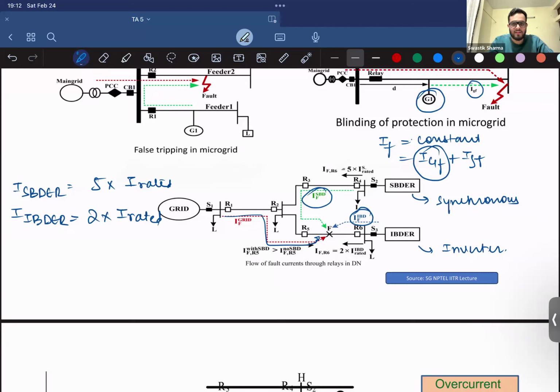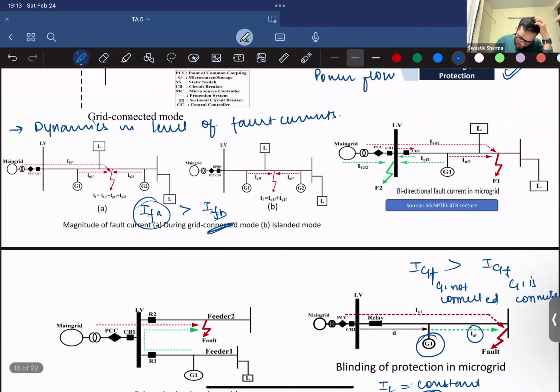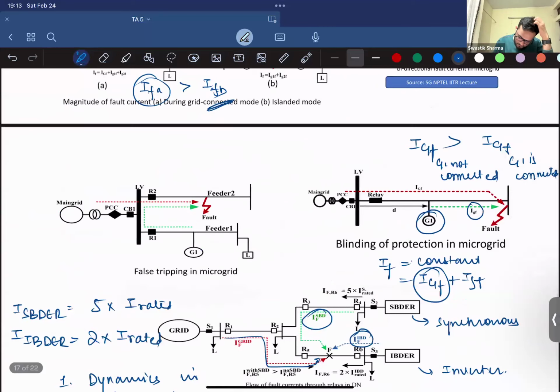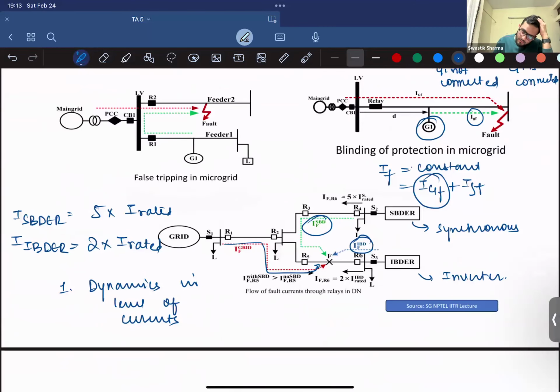Now, due to the dynamics, what is happening? So first of all, can any one of you tell me, due to the dynamics in the level of currents, which one won't be able to sense the fault? Which one is at a worse position? So I just discussed, right, how dynamics in the level of currents affects the system. I told you what the current is, which part it is coming from, and how much the quantity is.